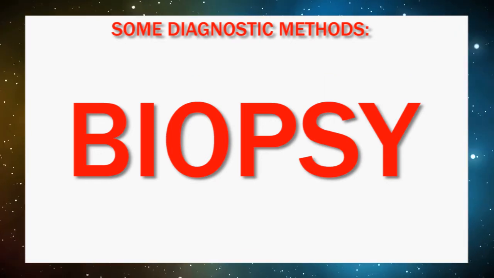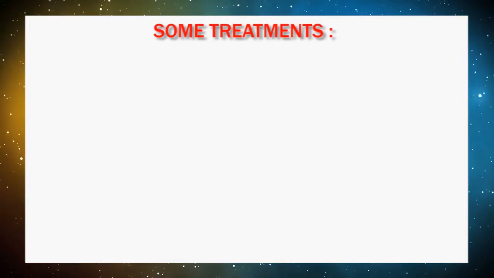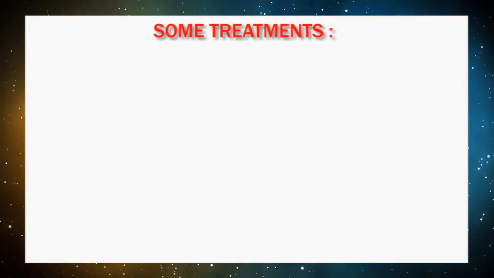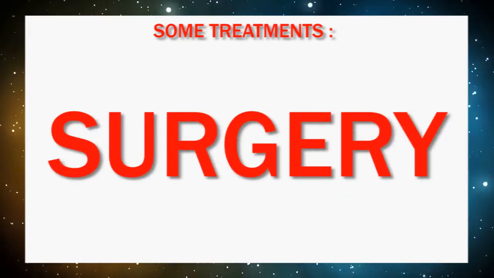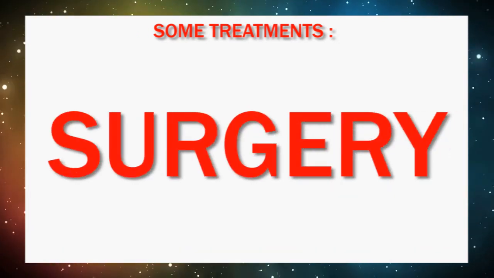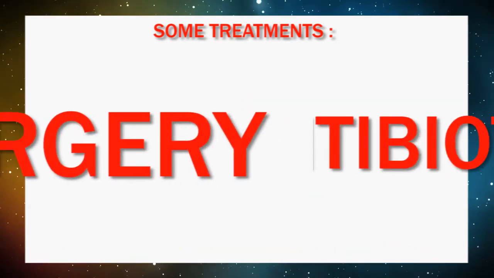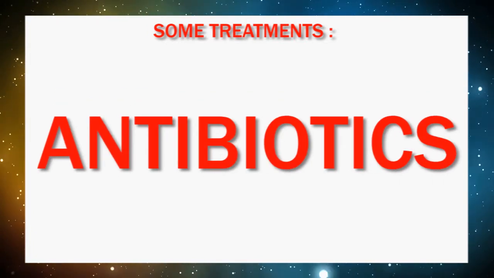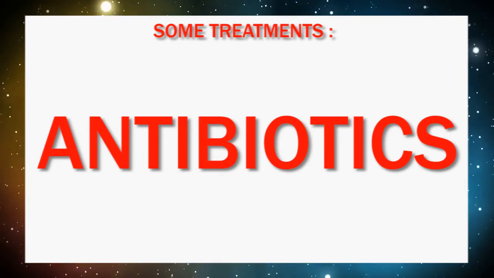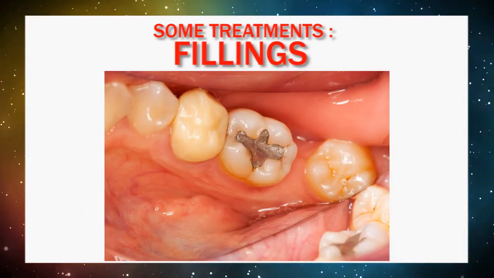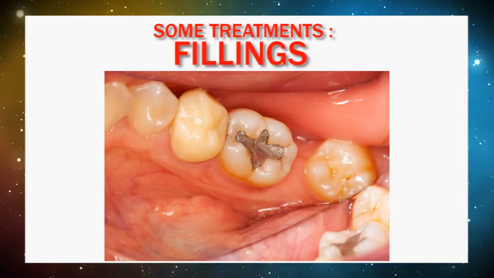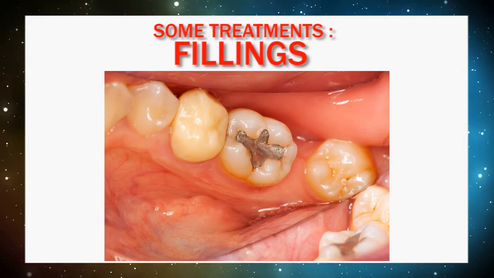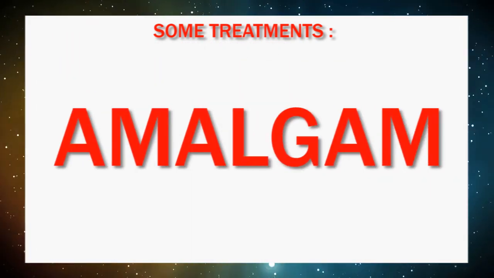Now let's mention some of the treatments used to treat diseases of the mouth. Sometimes surgery will be necessary to remove tumors, for example. Antibiotics may be given to treat infections. The teeth are treated through the use of fillings. The cavity is cleaned out and the defect is filled with amalgam or another material.